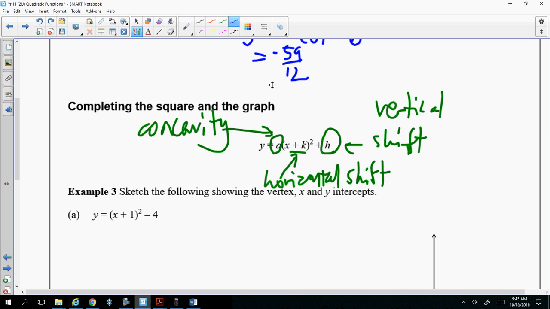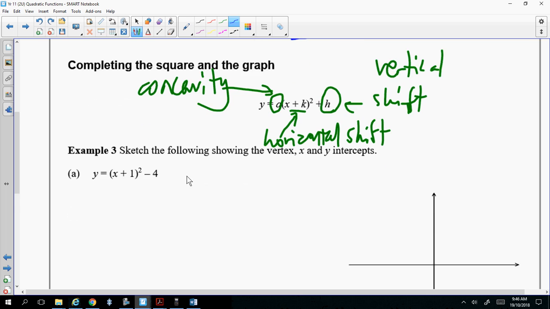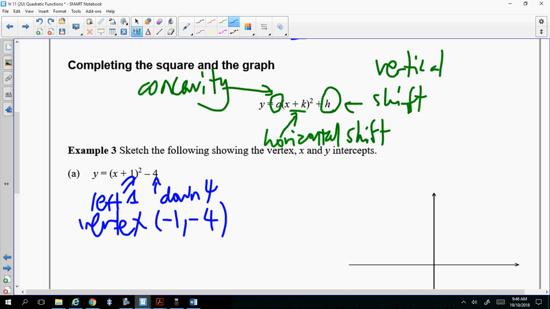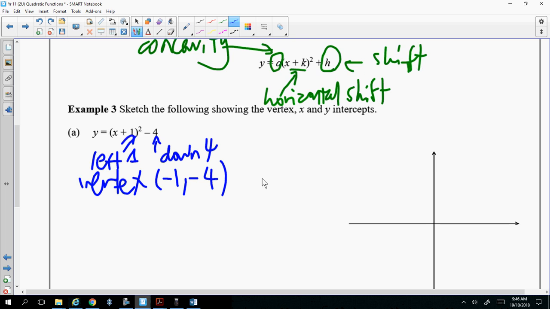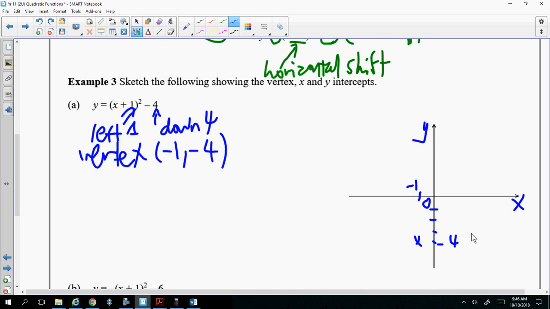Then you try the first question. The first one is +1 minus 4. That tells you it shifts to the left 1, down 4. So the vertex is now found: -1, -4. So when parabolas are written in the perfect square form, completed square form, you can sketch it almost immediately. -1, -4. If I were to draw it, it will look like this, right? So clearly, there's an x-intercept you have to find and a y-intercept you have to work out.